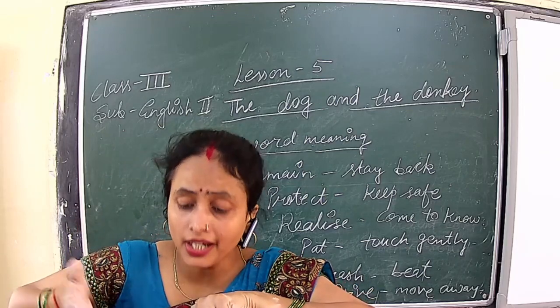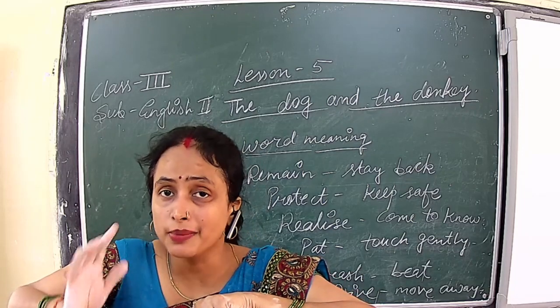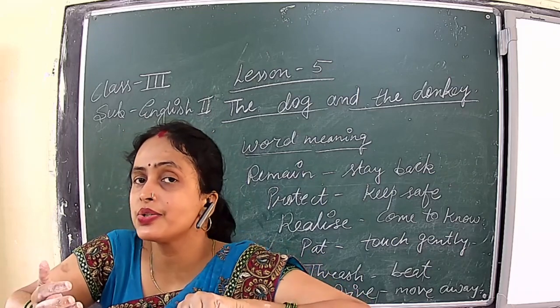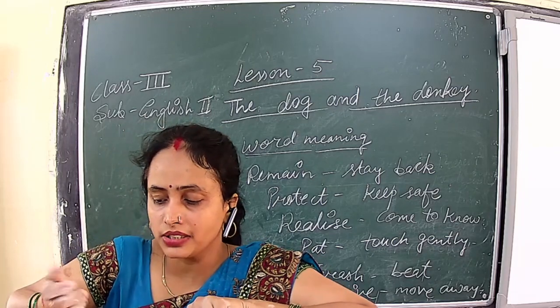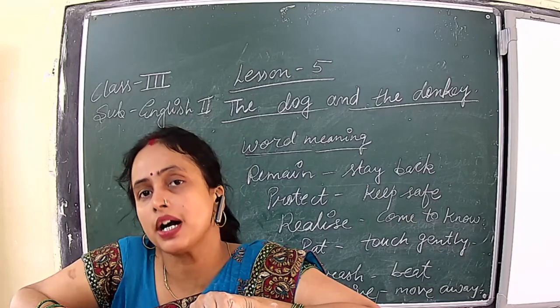So the dog remained at home only. And what is the work of the dog? The dog remained at home. Its duty was to protect the house. What is the duty of the dog? To protect the house. Whenever anybody came to the house, it barked.